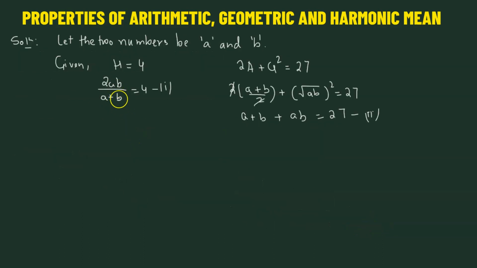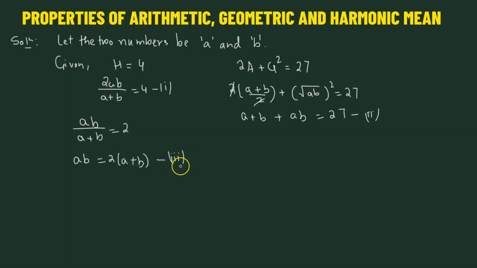Now let's try to simplify equation number 1. Here we can factor out 2 from both sides. So we are left with AB divided by A plus B equals 2, or we can simply get AB equals 2 times (A plus B). Let this be number 3.